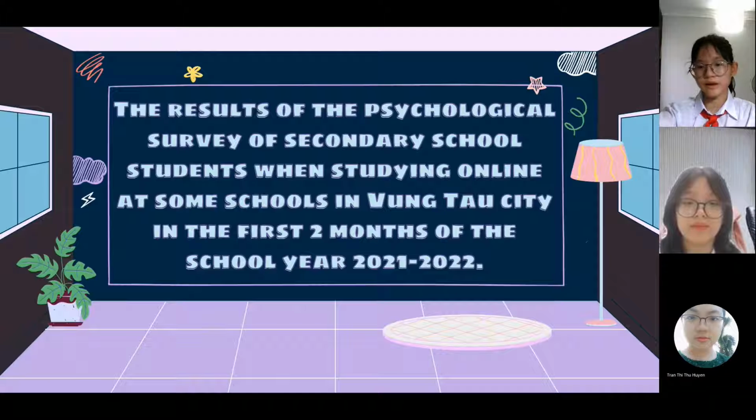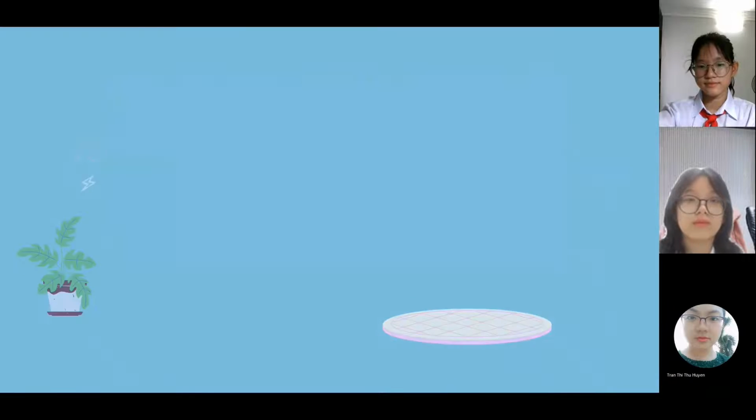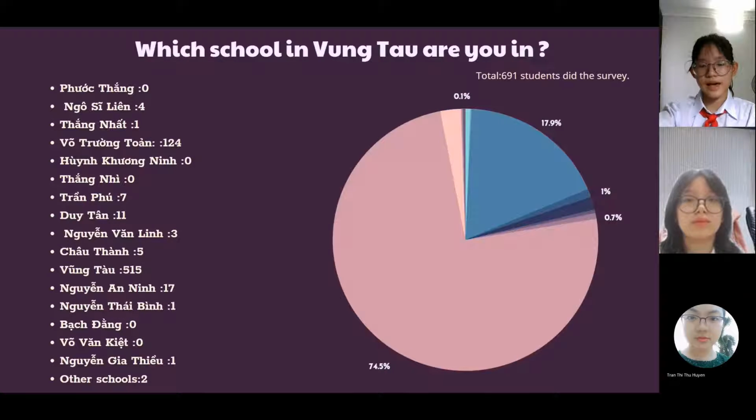And now are the results of the psychological surveys of secondary school students when studying online at some schools in Vũng Tàu City in the first 2 months of the school year 2021 to 2022. Our survey had 691 students attend, and most came from Vũng Tàu Secondary School, 515 students, and the other 176 students come from other schools.